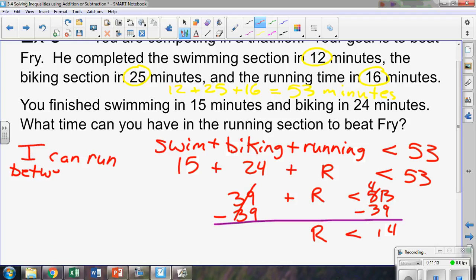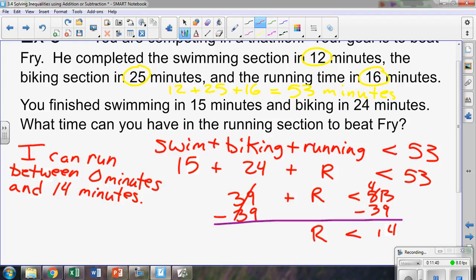So what time can you have in the running section? Given the physical constraints, we would normally say, well, I can run in less than 14 minutes. Please keep in mind that it's not possible for you to run in negative time. So we would say you can run between 0 minutes and 14 minutes. Our physical constraint of time prevents us from being able to have negative times. But that's it. We're done.